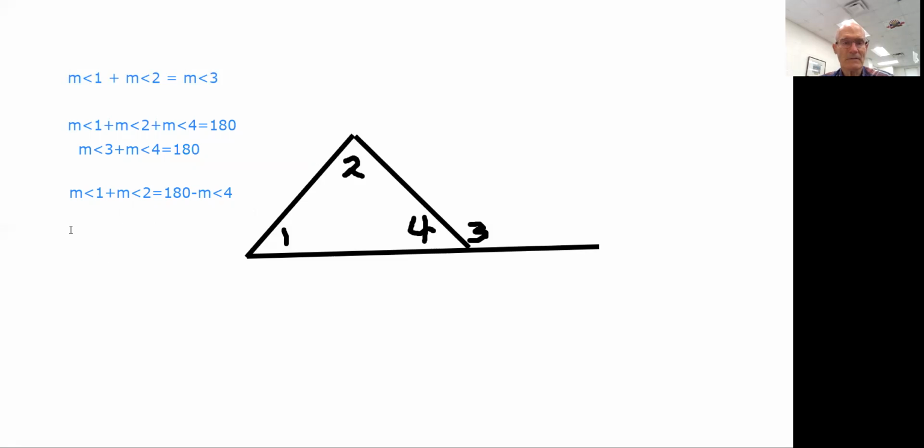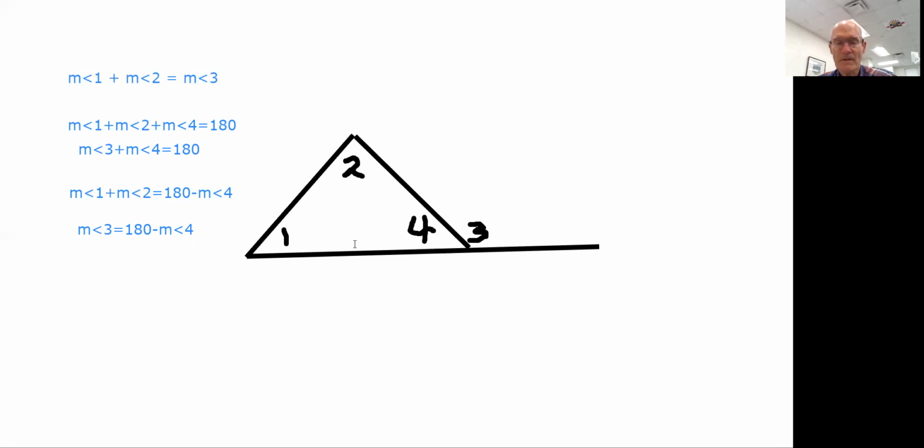Okay, so here we go. The measure of angle 3 equals 180 minus the measure of angle 4. So now I have the right side of both of these last two equations equal to the same thing. So by substitution, I can say that the measure of angle 1 plus the measure of angle 2 equals the measure of angle 3. So we have two theorems here.